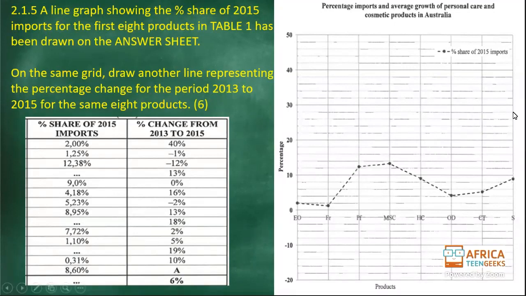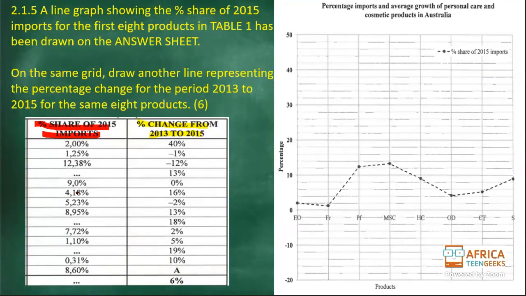We are given this grid. This one you'll be given in your answer sheet, exactly as I'm showing you right now. What you need to add now is another line graph representing the percentage change for the period 2013 to 2015 for the same 8 products. So this is the one we are working on. This is the column we are focusing on right now. And we will note that the graph is based on this column on our left, the one that I'm highlighting in red right now. So to check if what I'm saying is true, let's first check, so that we get guidance. We're saying we plot what?